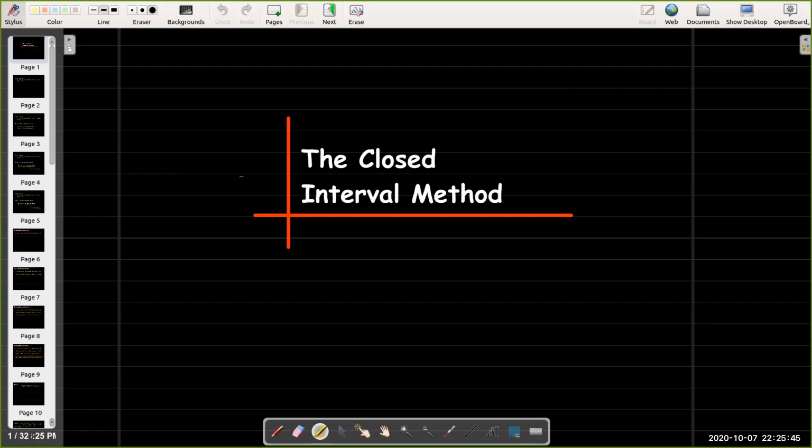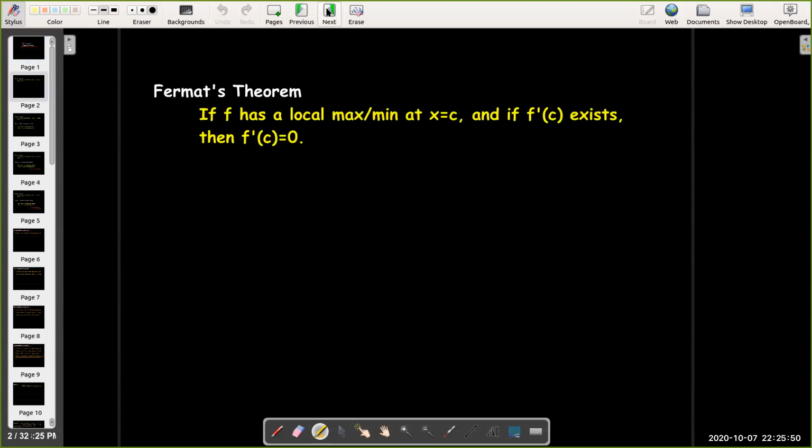In this video, we're going to talk about the closed interval method. Let's recall Fermat's theorem. Fermat's theorem said that if a function f has a local maximum or a local minimum at the number x equals c, and if the derivative f prime of c exists, then f prime of c must equal 0. Well, there's another way we can look at that same theorem.